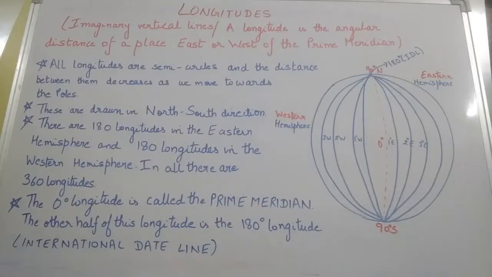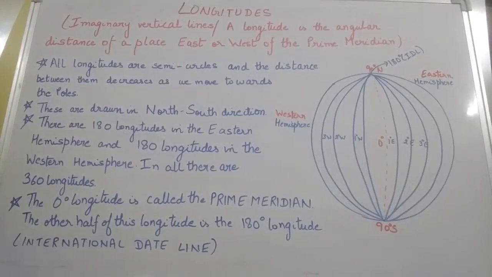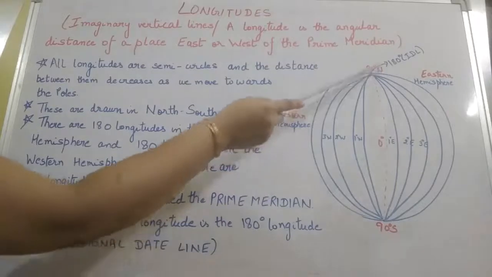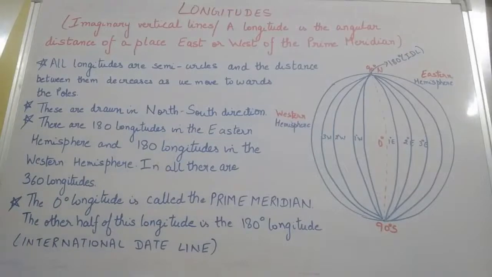Now you should remember here that 180 degree east and 180 degree west is the same longitude, and this longitude is known as your IDL. What is the full form of IDL? That is your international dateline. Over here in the figure you have seen with the arrow, I have written 180 degree and this is your IDL. So in all, how many longitudes are there? 180 plus 180. So the total is 360. I repeat myself, how many longitudes are there in all? There are 360 longitudes in all.